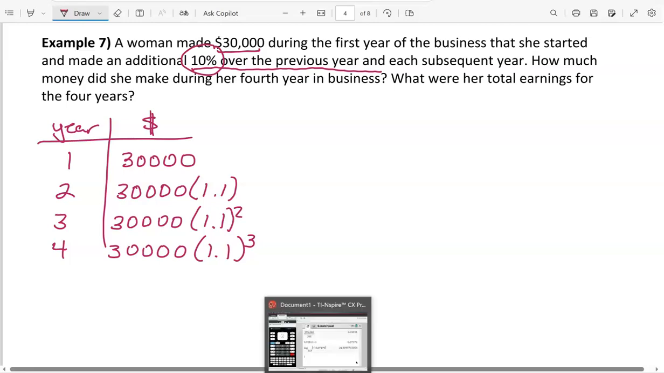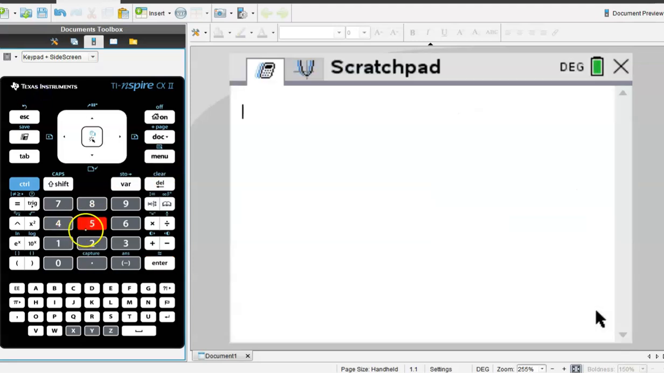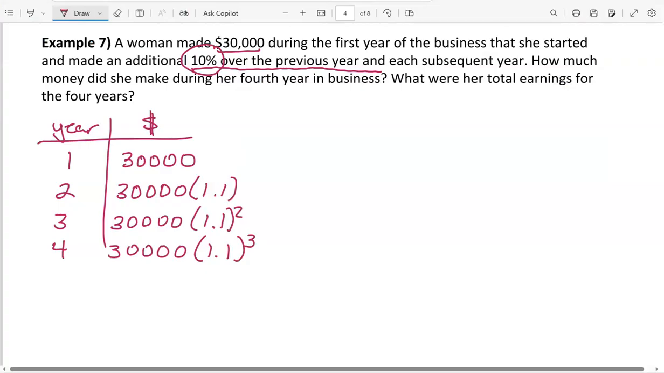There's our fourth year of earnings, which is really the fourth term of a geometric series. So 30,000 times 1.1 raised to the third power is going to give us our fourth year of earnings, which is 39,930.